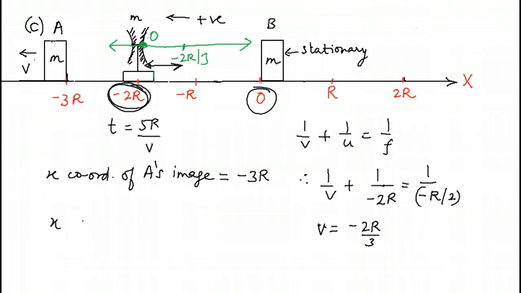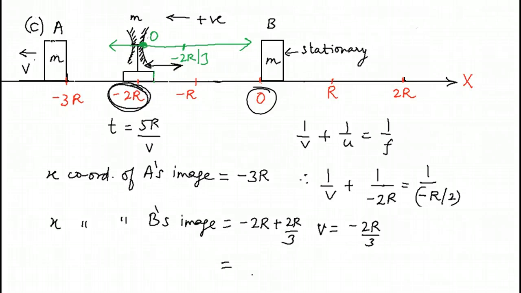So the x coordinate of P's image would be minus 2r plus 2r by 3, and of course that would be minus 4r divided by 3. So that would be the answer for the x coordinates of the images of A and B.